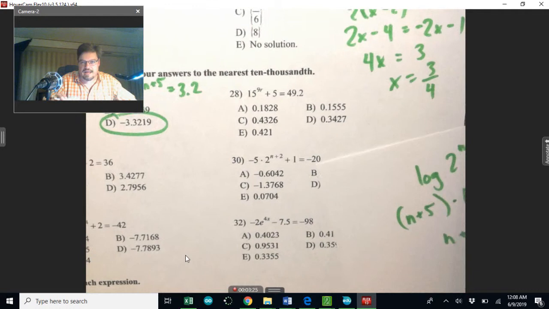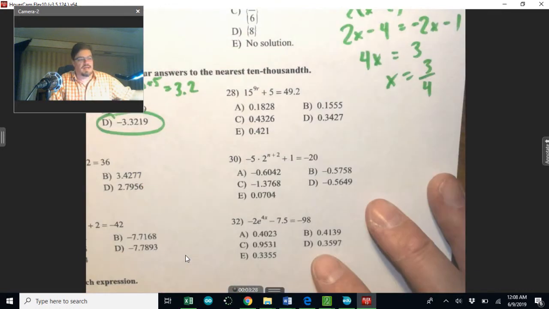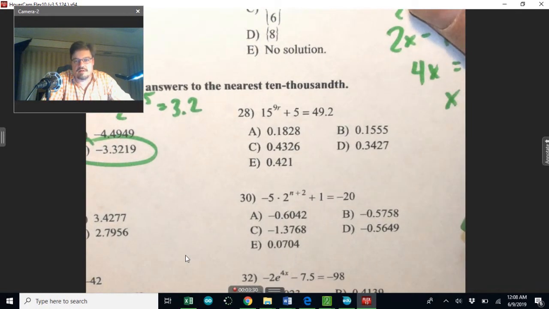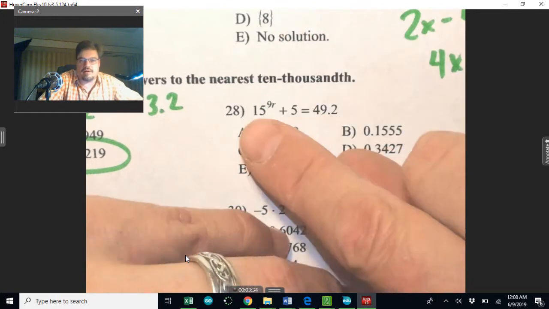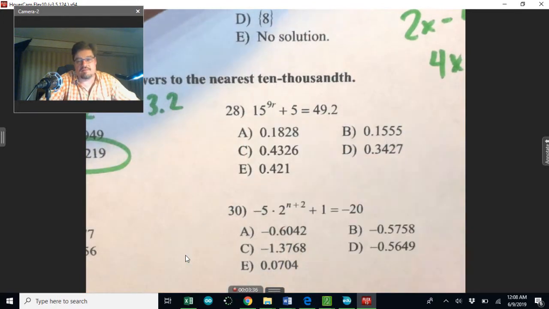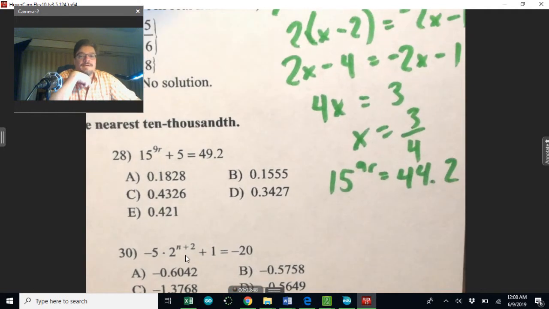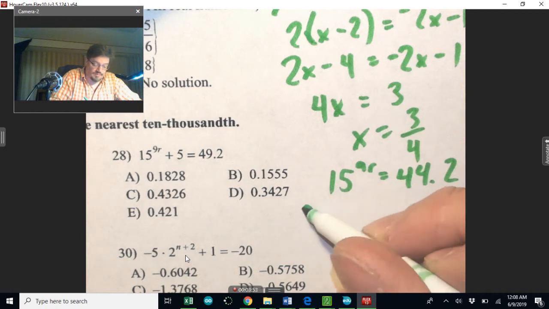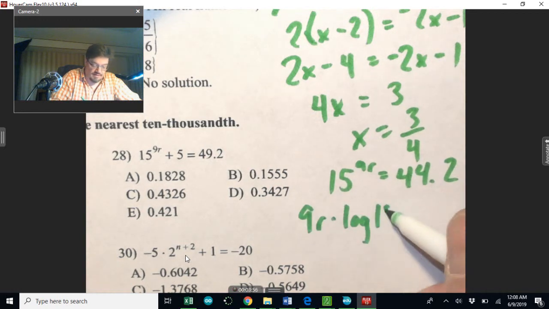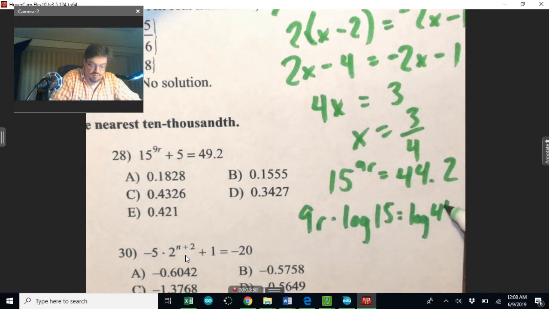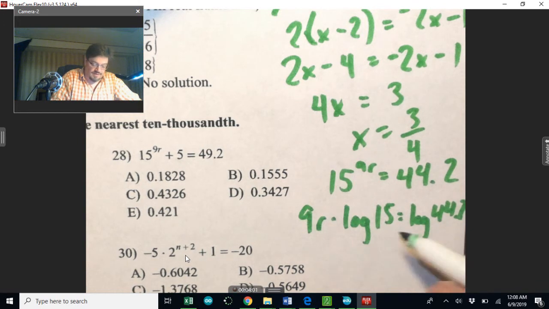Okay, so for 28, the difference here is that you have addition happening to 15 to the 9r. Now you can't take the log yet until this is gotten rid of, so you have to subtract 5 from both sides so that you get 15 to the 9r equals 44.2. Okay, because you subtracted 5 from both sides. Now I'm ready to take the log. So we're going to put 9r times the log of 15. I already moved it out in front, equals the log of 44.2. I will divide by the log of 15.